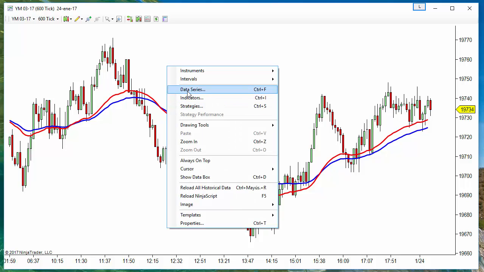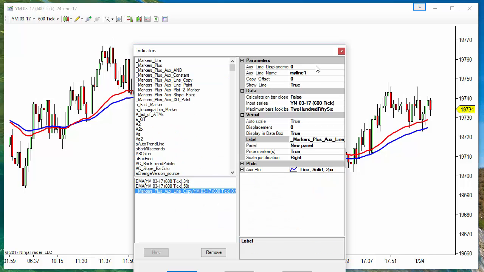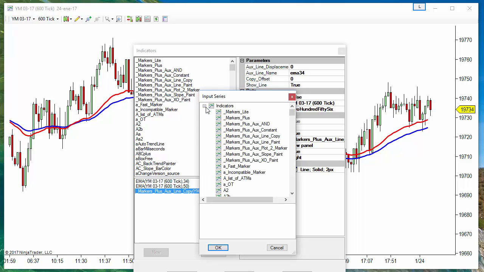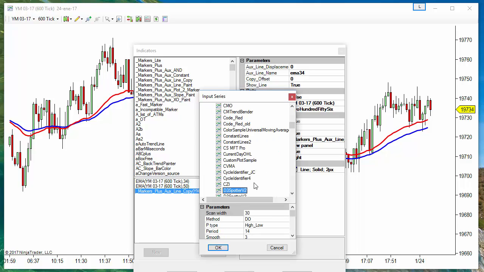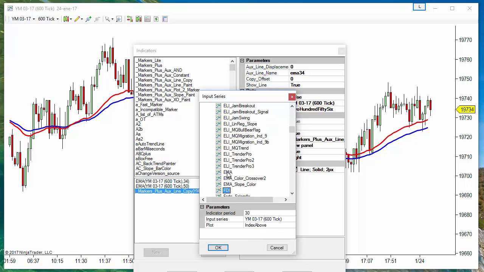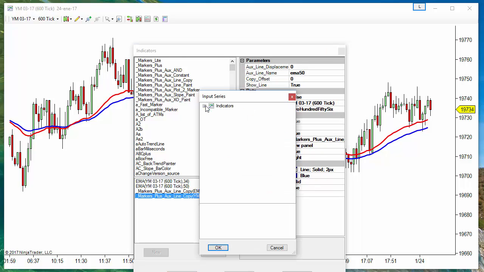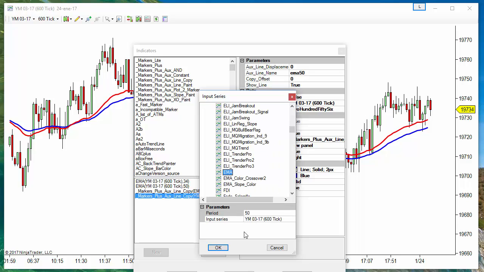To understand how to do that, let's signal the entries first with the markers tools. So we start by copying the fast moving average with the copy indicator. So we select the indicator EMA, with a period of 34 in red color, and the slow EMA with a period of 50.